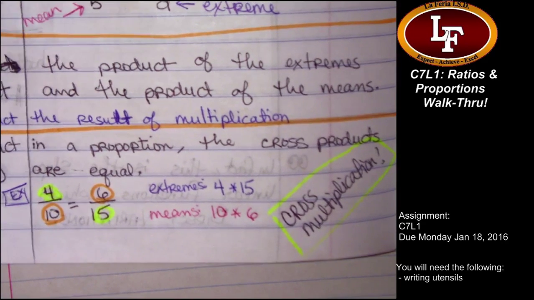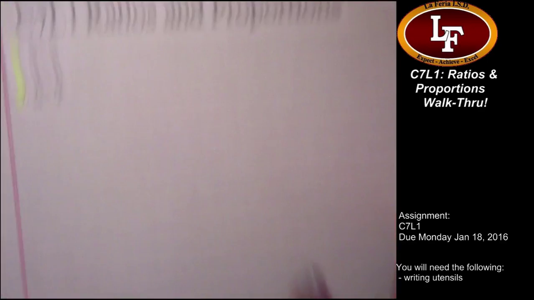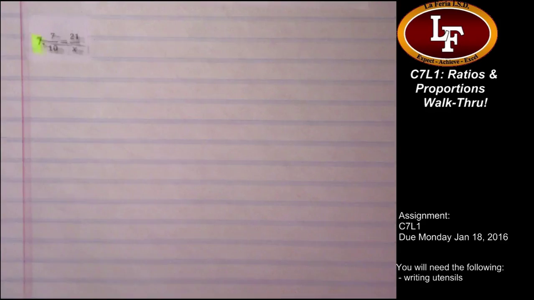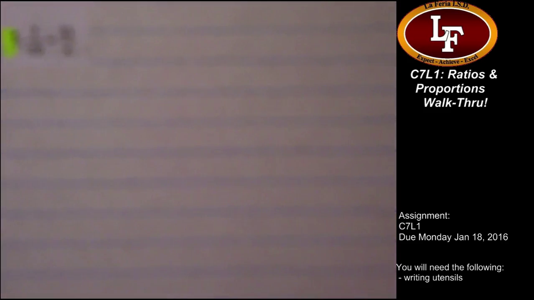The cross products are the products of the extremes and the means. So I'm going to figure out what the extremes are. I'm going to figure out what the means are. And then I'm going to multiply them and set them equal to each other. So back into the worksheet on number 7. These are the extremes. 7, whoops.